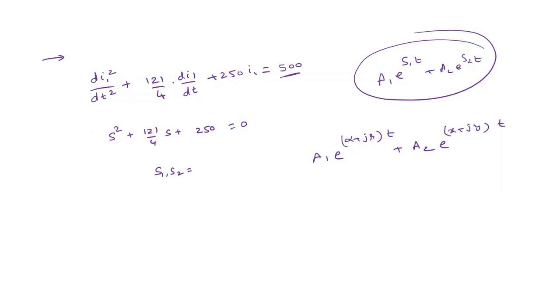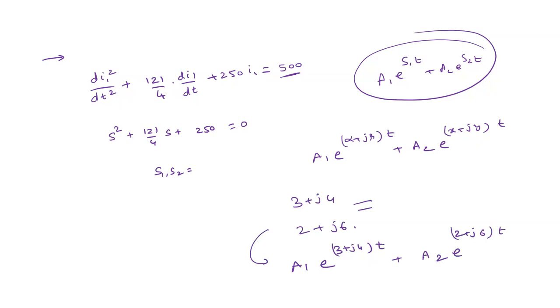Not the exact alpha, but for example, if the roots are something like 3 plus j4 and 2 plus j6, how do we write the solution? a1 into e to the power of (3 plus j4)t is the first one, and a2 into e to the power of (2 plus j6)t is the second. That is what we will write, and from this onwards we will simplify.